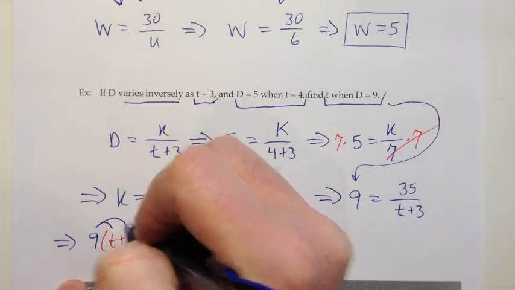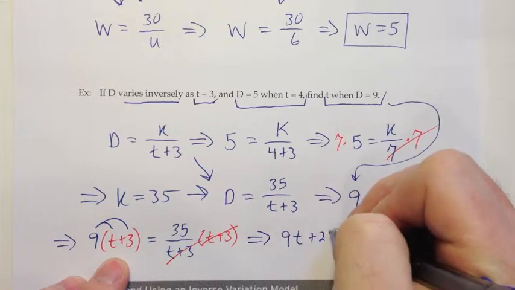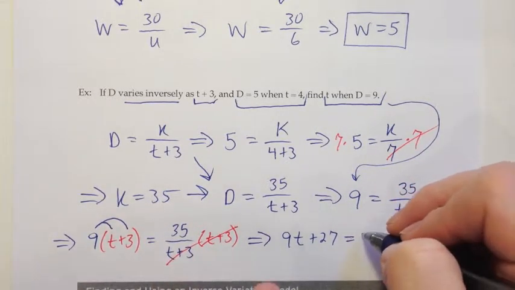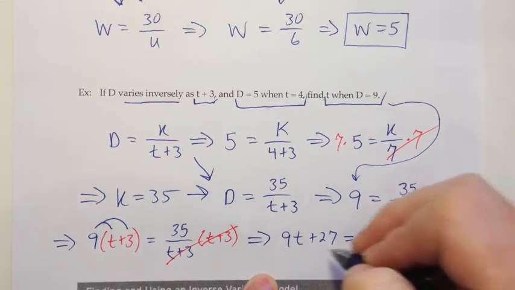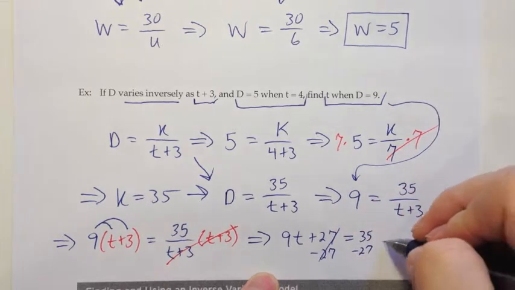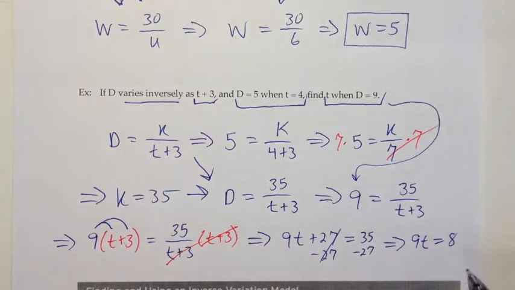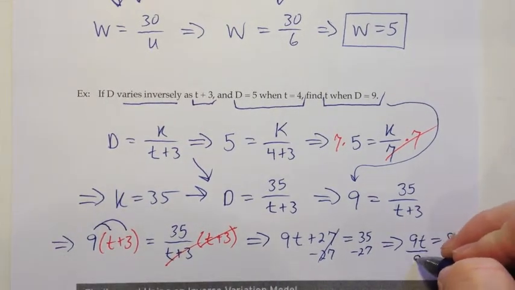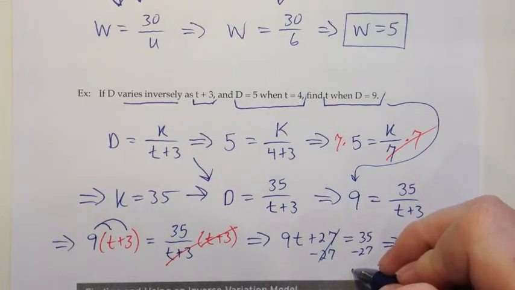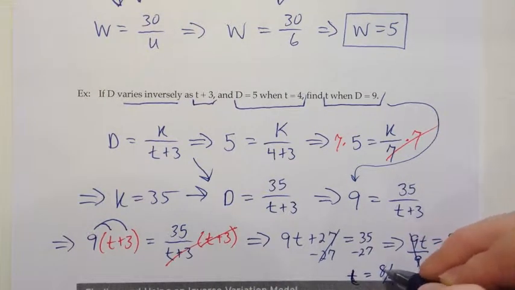So I would distribute that 9, and that gives 9t plus 27. That would be equal to, all that's left on the right is 35 because the t plus 3's have canceled. Would subtract that 27 from both sides. I get 9t equals 8, and just enough room here to finish this off. We want t by itself, so we divide both sides by 9. And 9's cancel, and we get t equals 8/9, and I'll just squeeze that in right here. So t is equal to 8/9.